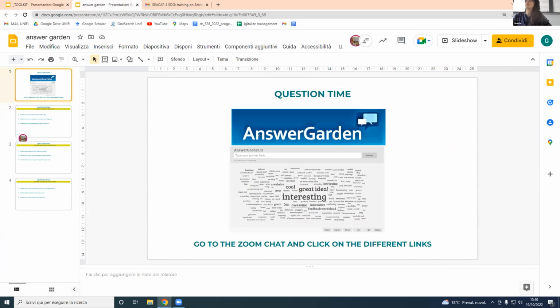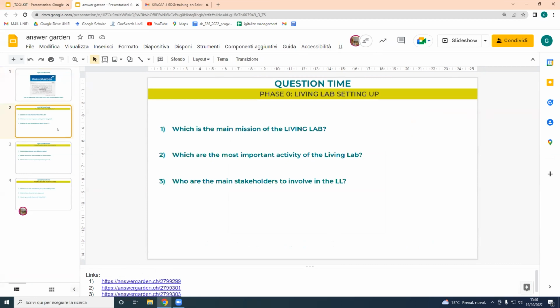Before that, we would like to create this activity in Answer Garden. We will ask some questions to participants, and thanks to a link that we will share in the chat of the Zoom application, everyone will be able to give an answer. Okay, this is good. Do you want to send it to the chat? Yes. Really quick.